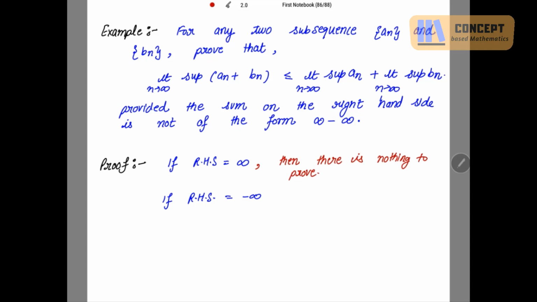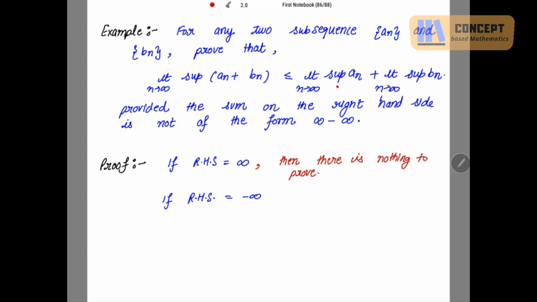Now let's say the RHS is minus infinity. Then one of an or bn converges to minus infinity, and suppose the first is converging to minus infinity and the second converges to any real number, or the second is converging to minus infinity and the first converges to any finite limit, or both may converge to minus infinity. This case can happen.